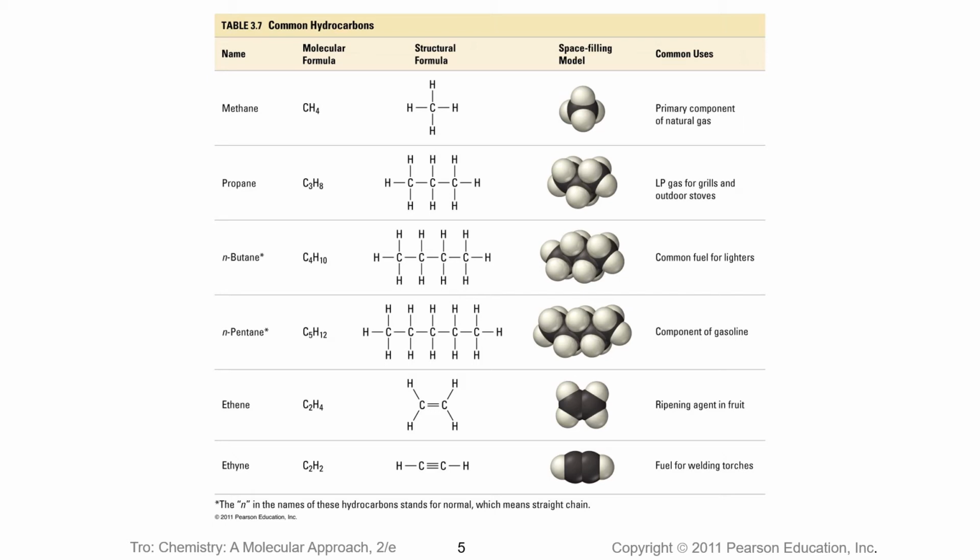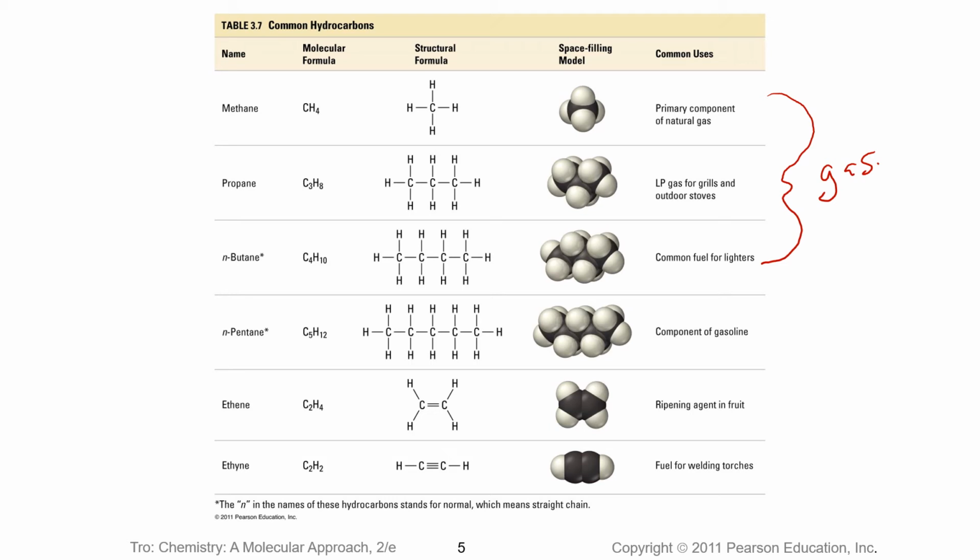We've got n-butane. N-butane is in cigarette lighters or handheld lighters. And 1 through 4 carbons are gases at room temperature. So these are all gases. But you might say, well, my butane lighter is liquid. Well, that's because it's under a little bit of pressure, and that pressure forces it into the liquid state.